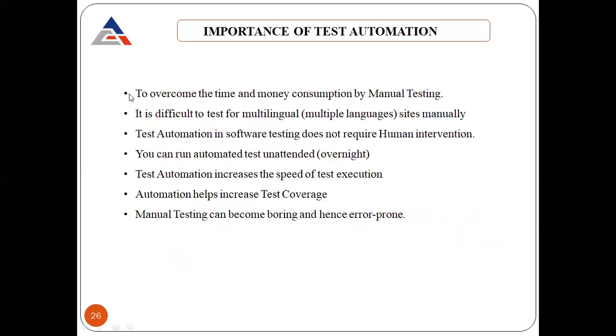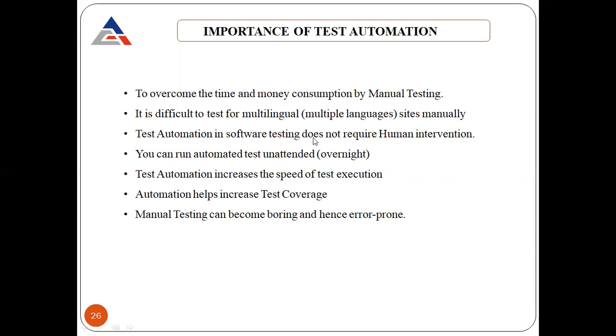What is the importance of it? To overcome the time and money consumption of manual testing. If we use artificial intelligence, we will overcome the time required by testing, as manual testing takes much more time, and the money consumption of manual testing, as manual testing can make mistakes many times. The more mistakes are made, the more testing will be done, and definitely more money has to be spent. It is difficult to test a multilingual site manually. So if we have to test a multiple-language application, it's difficult for a human to test, whereas artificial intelligence can easily do the testing whether it is multilingual or not.